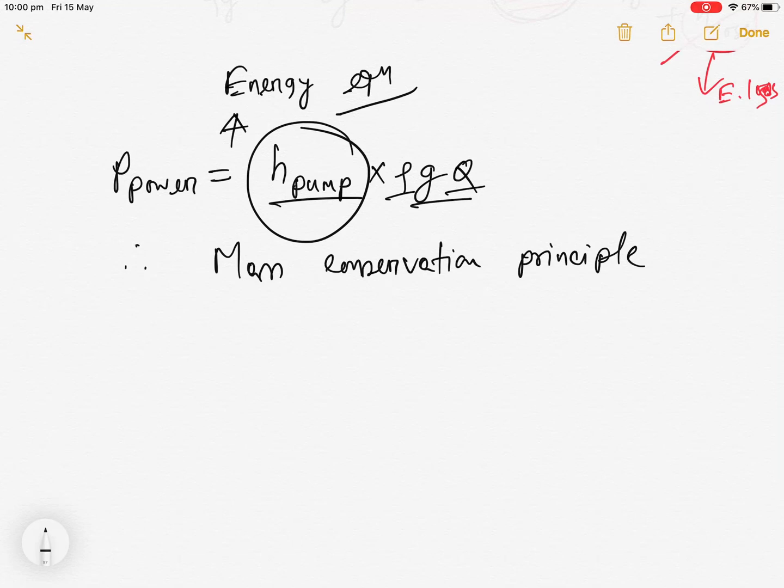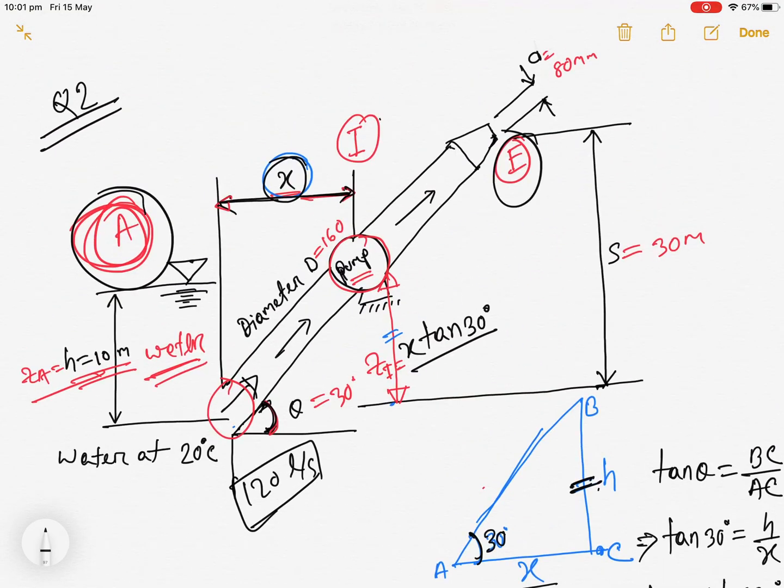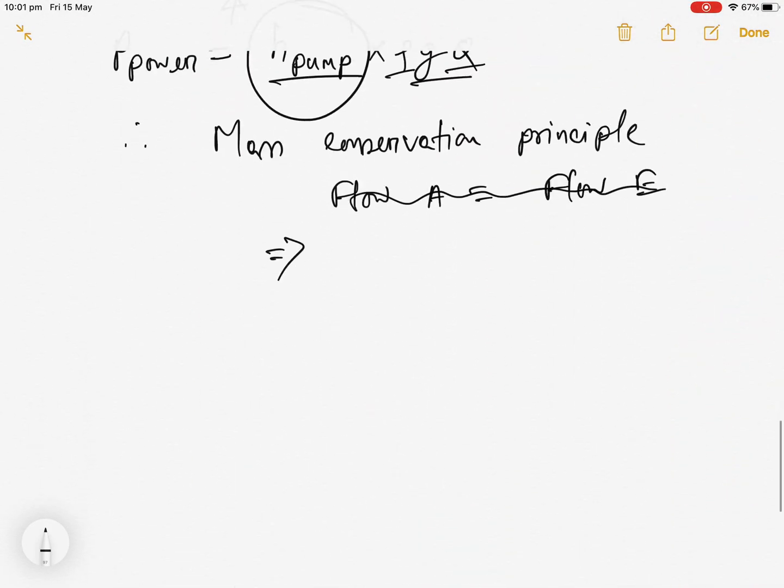So from the mass conservation principle, we know the flow at section A will be equal to the flow at section E. In this case, if we want to calculate the velocity for section A, we can do the other thing. We can use the mass conservation principle, because the pump starts from here, so we can do it between section I and section E. Yes, that should be the appropriate one.